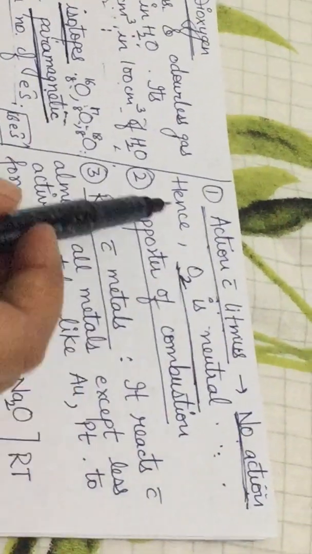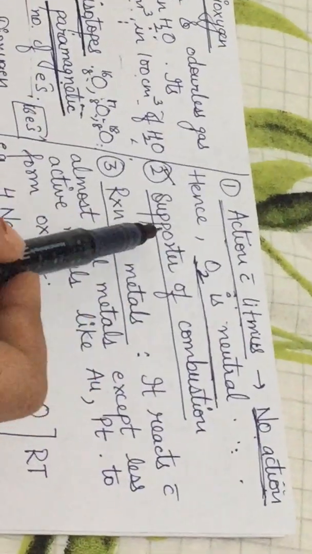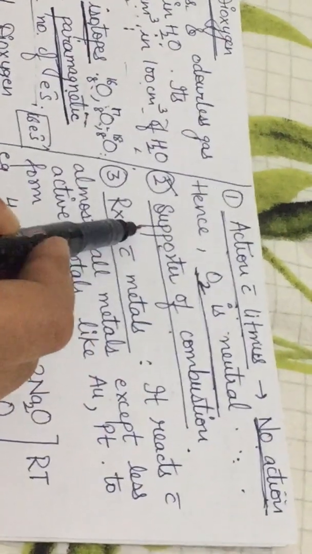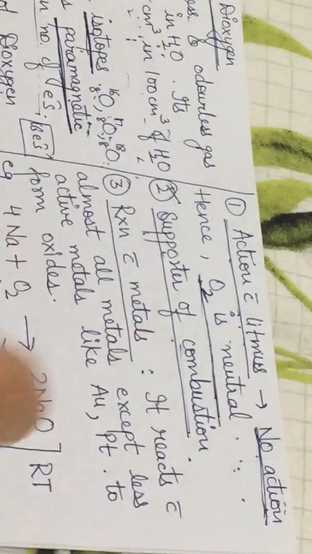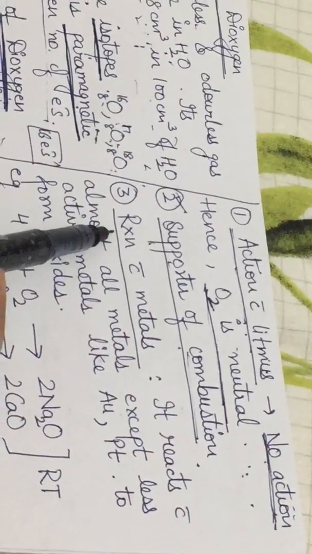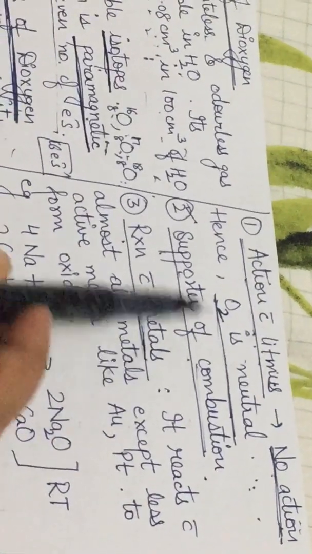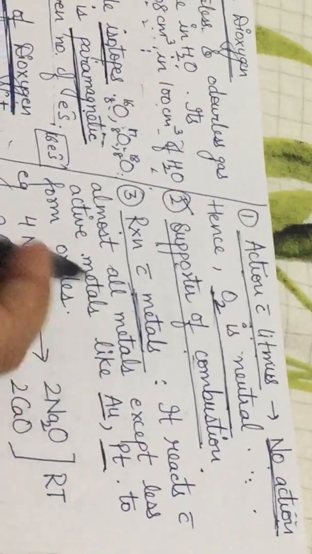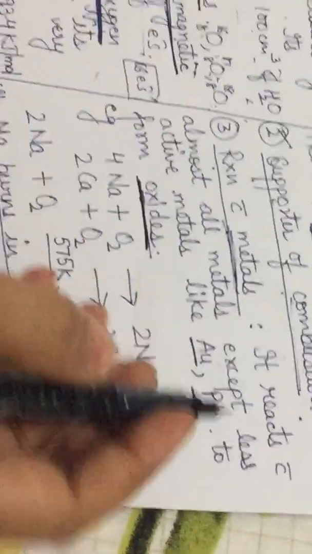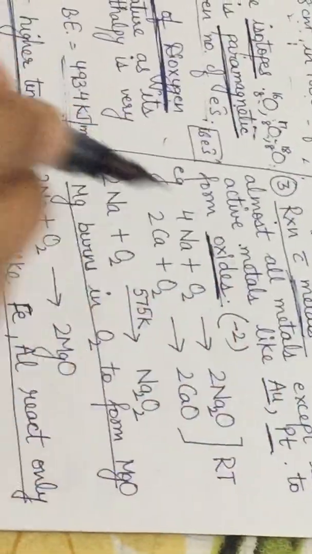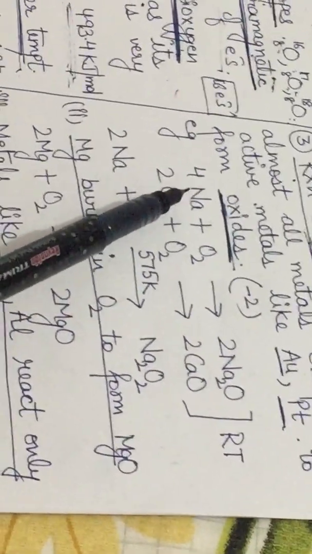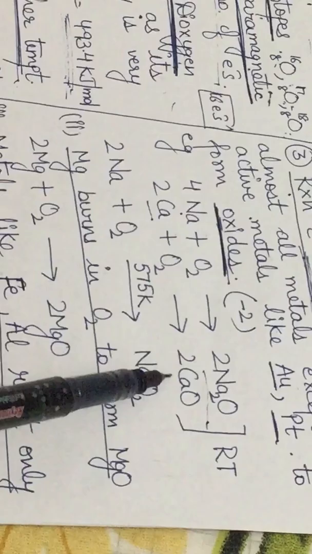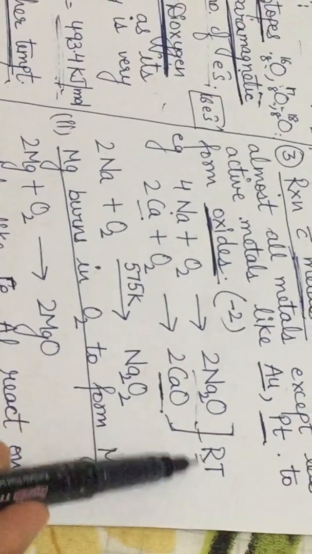Second, as we have known from the third class, oxygen is a supporter of combustion. So whenever there is combustion we require oxygen to carry it out. Next, oxygen reacts with almost every metal except the noble metals like gold and platinum. When it reacts with metals it forms oxides. In oxide, the oxidation state of oxygen is -2. For example, when oxygen reacts with sodium it forms sodium oxide. When it reacts with calcium it forms calcium oxide, and these reactions occur at room temperature.